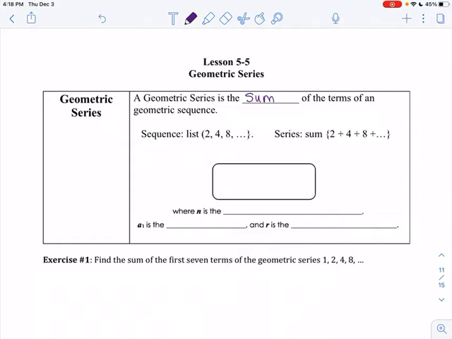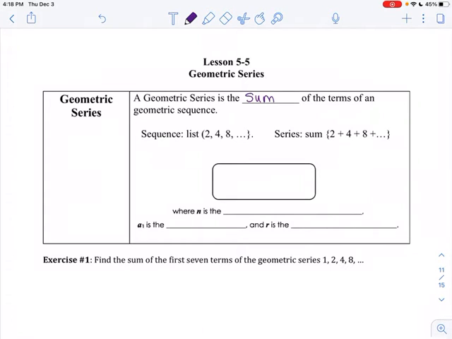So if we look here at our example, I have a list of terms, 2, 4, 8. Basically, I'm multiplying by 2 each time. And the series is the sum of those terms, so 2 plus 4 plus 8. So once again, I'm going to have a formula to do that.